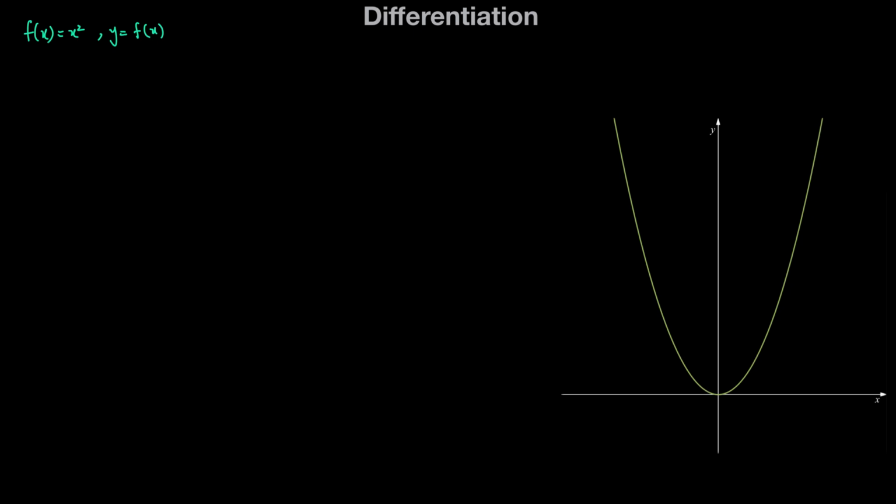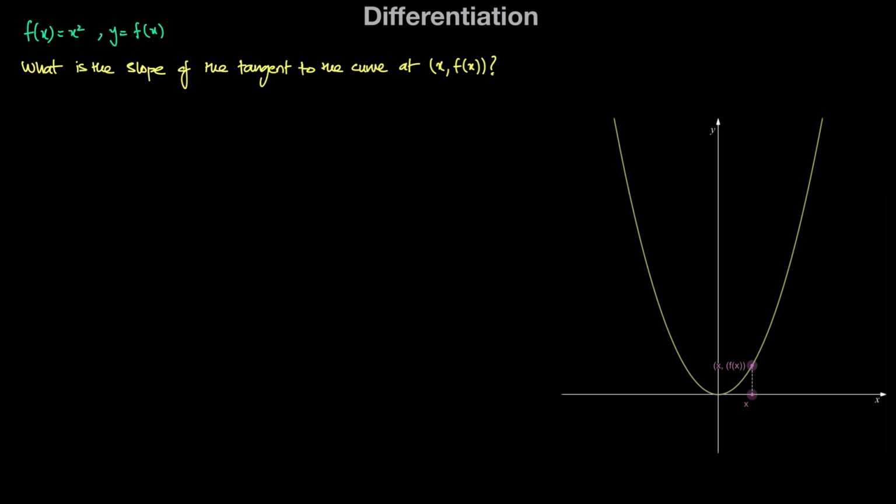And the question I want to answer here is, what is the slope of the tangent to the curve at the point x comma f of x? So what we're doing here is we're taking a point on the curve that has the x coordinate x, and it has y coordinate y is equal to f of x. So we're taking a given point on this curve that has the x coordinate x and the y coordinate f of x, and we want to know what is the slope of the tangent to the curve at this point.